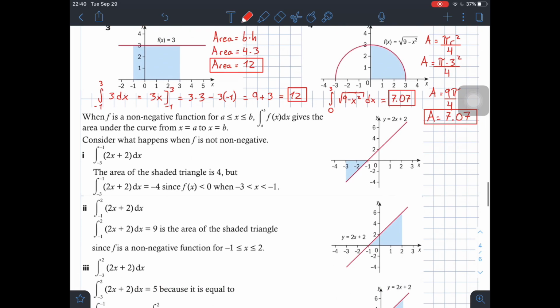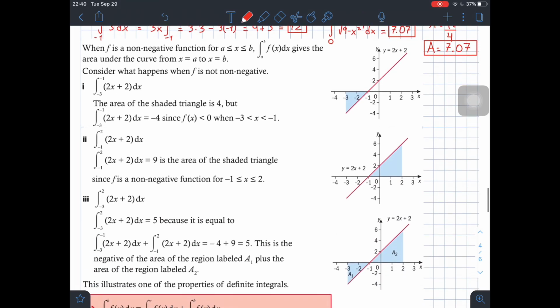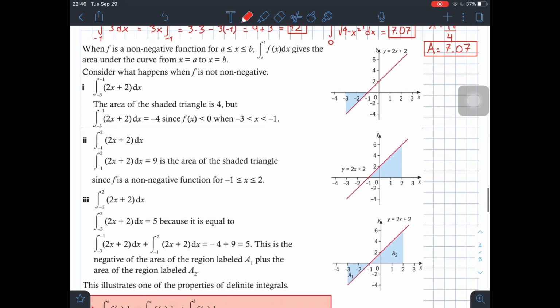Now we're going to see the following. It says, when the function f is a non-negative function in an interval from a to b, then the integral of f of x gives the area under the curve from x equals a to x equals b. That's exactly what we just saw. But here's something important: it says if f is a non-negative function. So now we're going to study what will happen if f is a negative function.